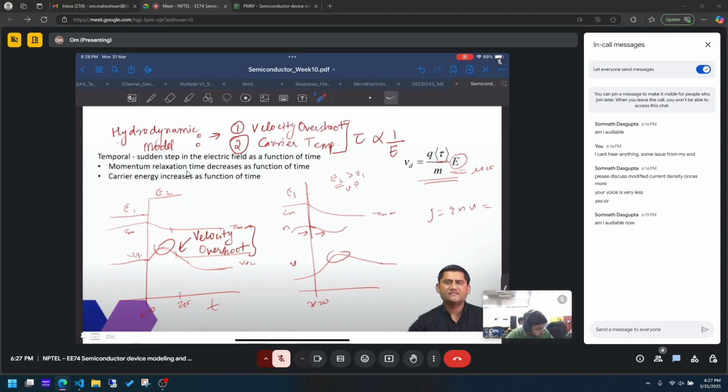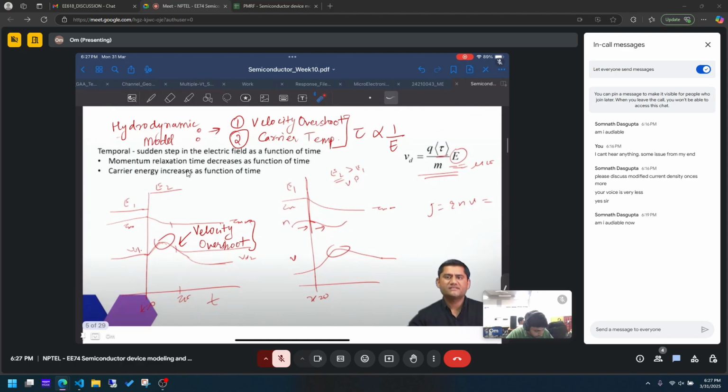Since Vd is proportional to both tau and the electric field E, and tau is slowly decreasing while E is suddenly increasing, this Vd will suddenly increase, and then slowly come down depending on how low the tau is. So this peak with time is not captured by the drift diffusion model, and to capture this we need the hydrodynamic model. Velocity overshoot and the carrier temperature dependence are the two things that the hydrodynamic model captures, which is missing in the drift diffusion model.